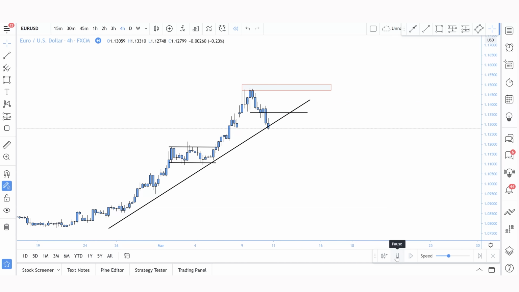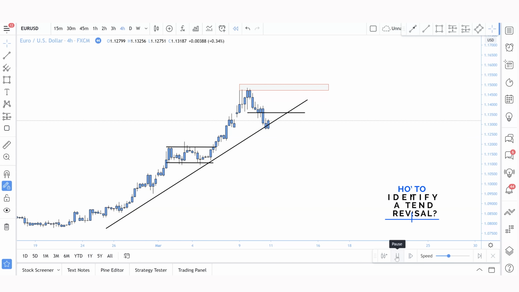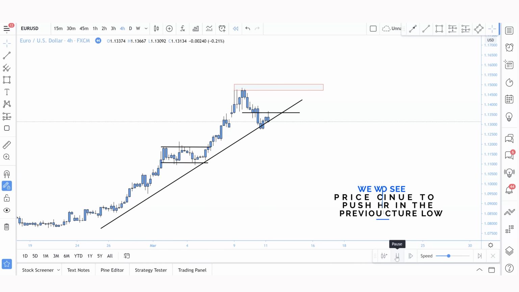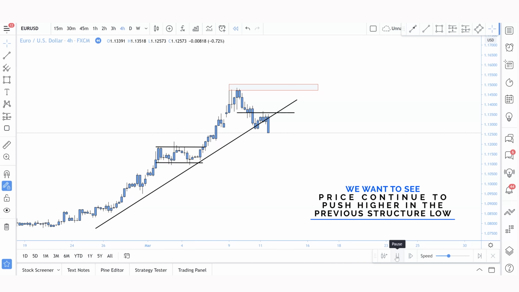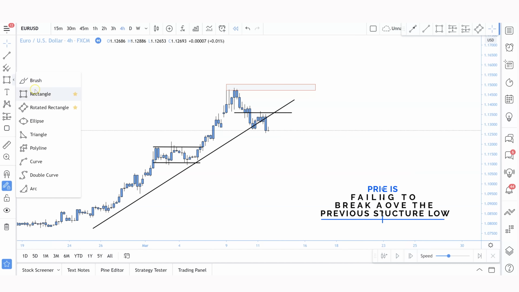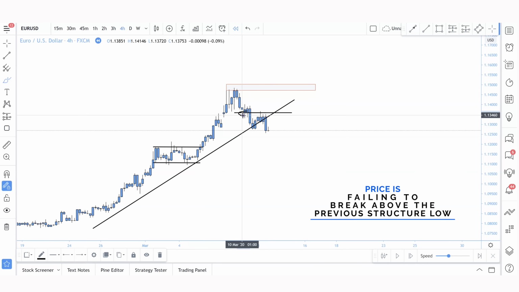This is going to be our first example of how to identify a trend reversal. So let's continue to see what happens. We want to see price continue to push higher than the previous structural low, which is this level here. Now, as you can see, price is failing to break above the previous structural low.